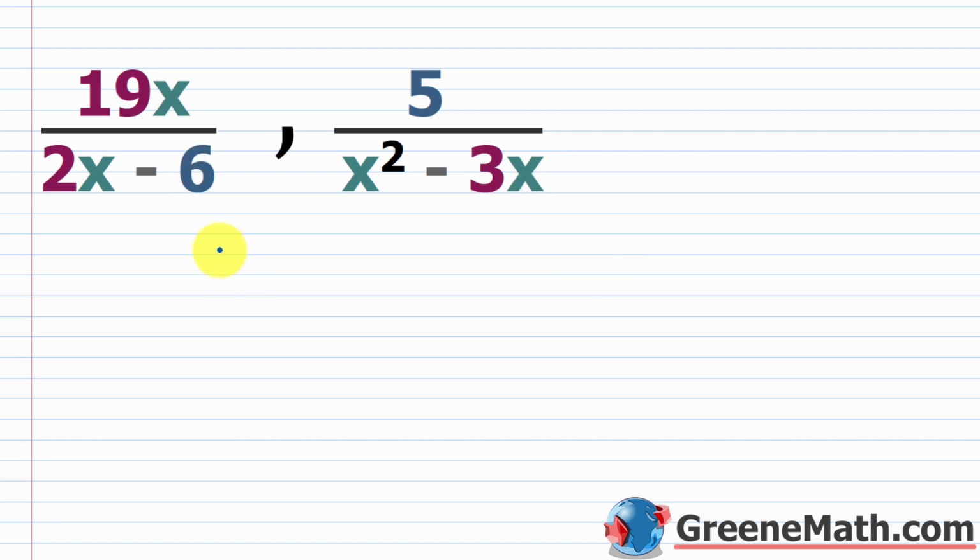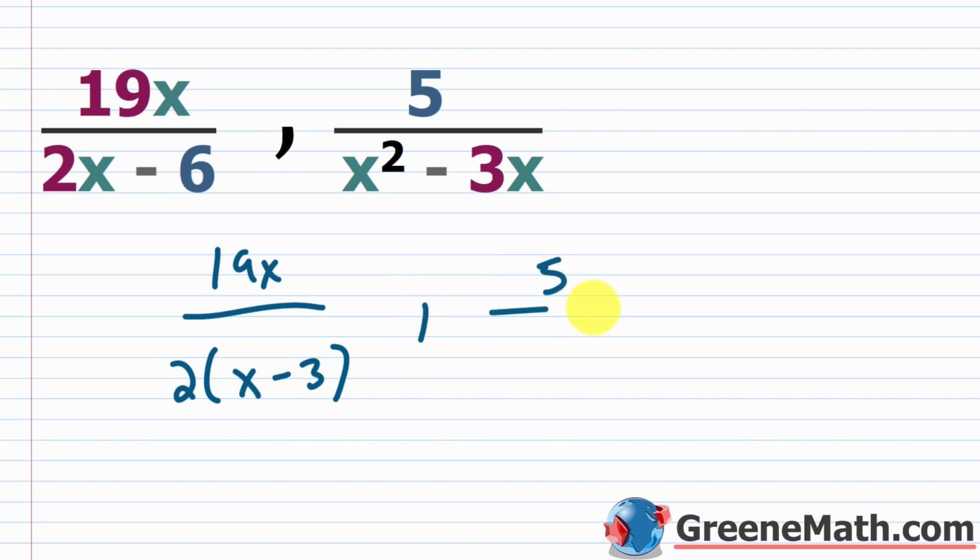So for this one, let's start with 19x over, if I factored a 2 out, I'd have x minus 3 here. Can I cancel anything? No. Then for this one, I have 5 down in the denominator, pull out an x, I'd have x minus 3. Can I cancel anything? No. And at this point, I'm not multiplying, I'm not dividing. I just have two rational expressions here. So I'm only looking to simplify here and here and here and here. That's all I'm looking to do. Now let me scroll down a little bit.